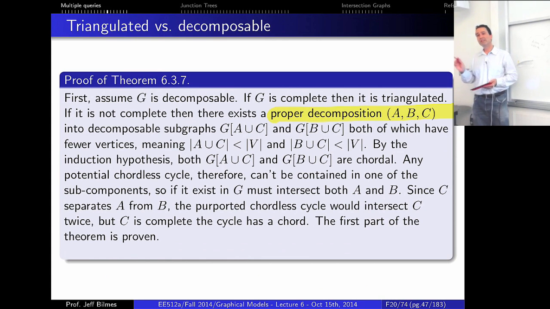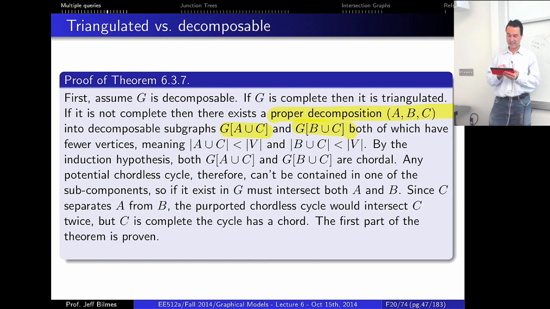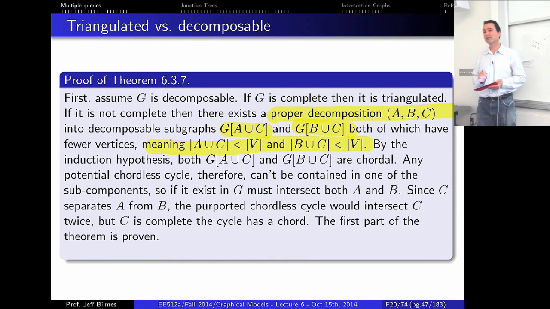It's going to be a decomposition into two subgraphs, which are themselves decomposable, and both of which have fewer vertices. We're doing induction on the number of vertices, and these are strict inductions because it's a proper decomposition, right? Now, the induction hypothesis says that these two induced subgraphs are chordal right away. So what we need to do is make sure that if we take these two chordal subgraphs and patch them together via the current decomposition, we haven't created any chordless cycles.